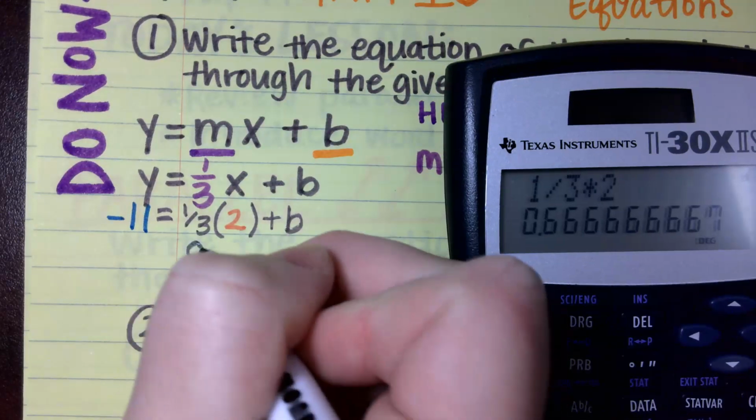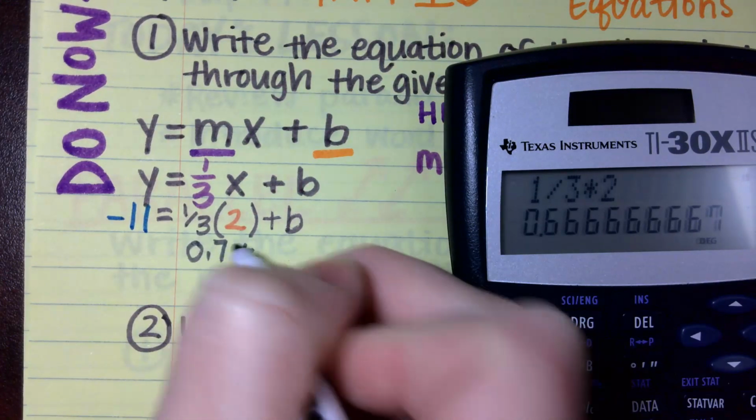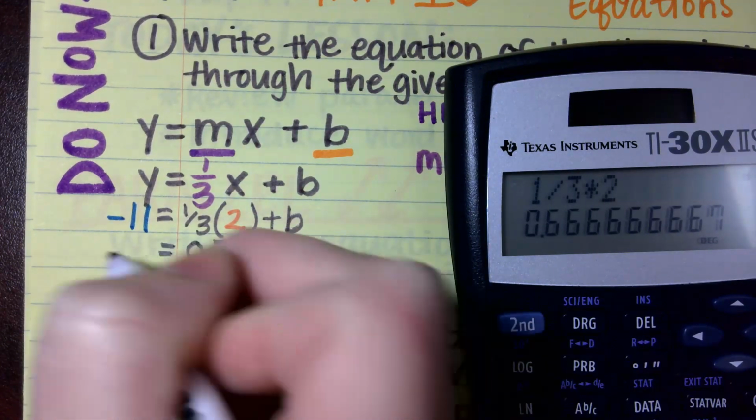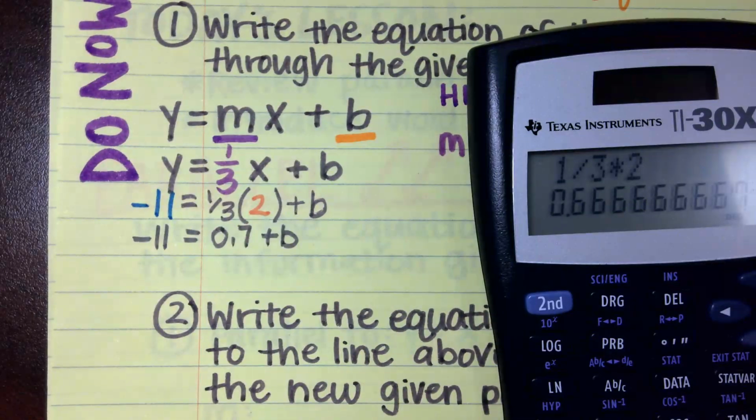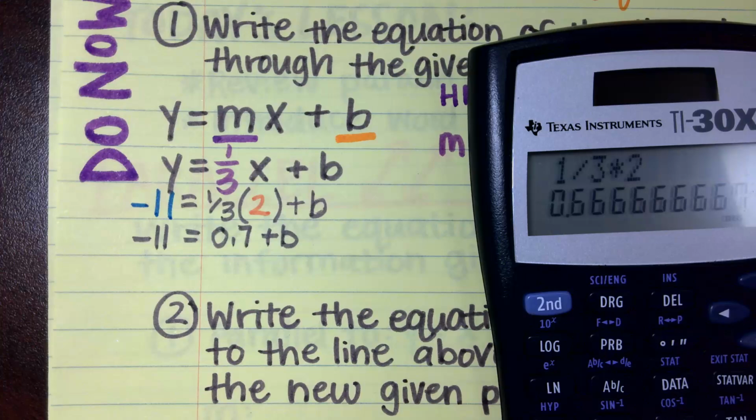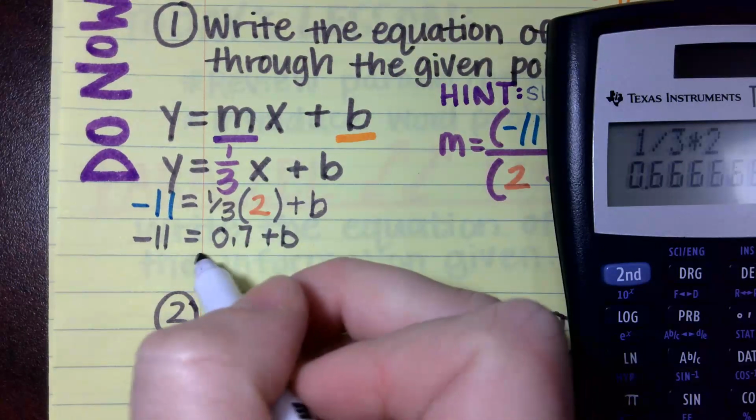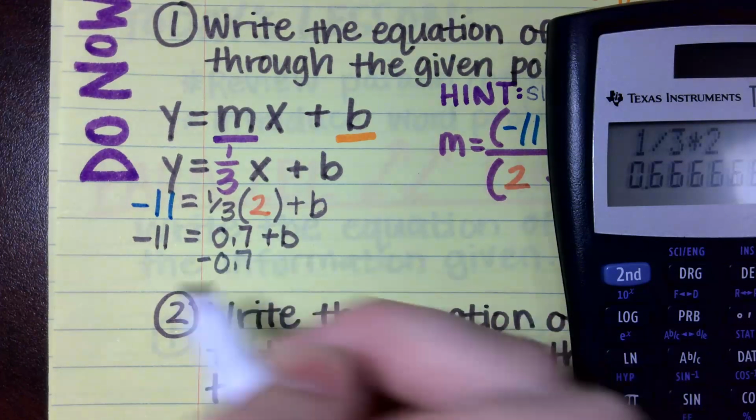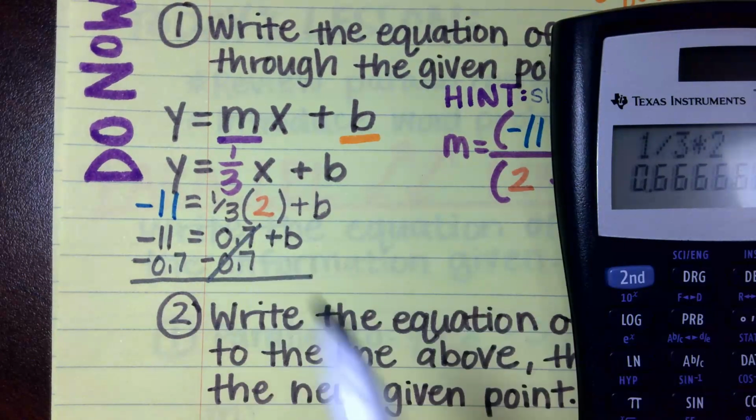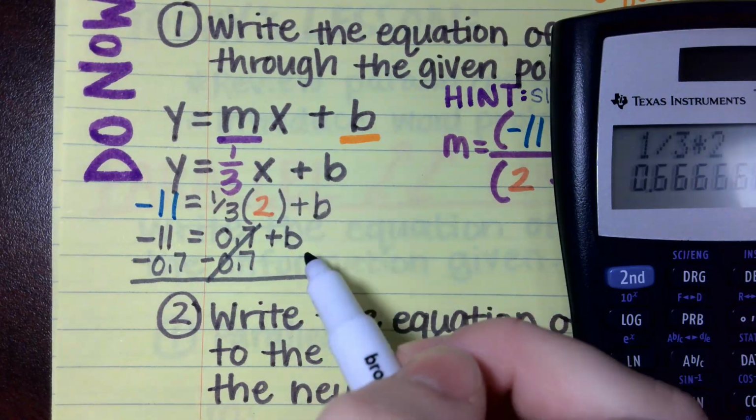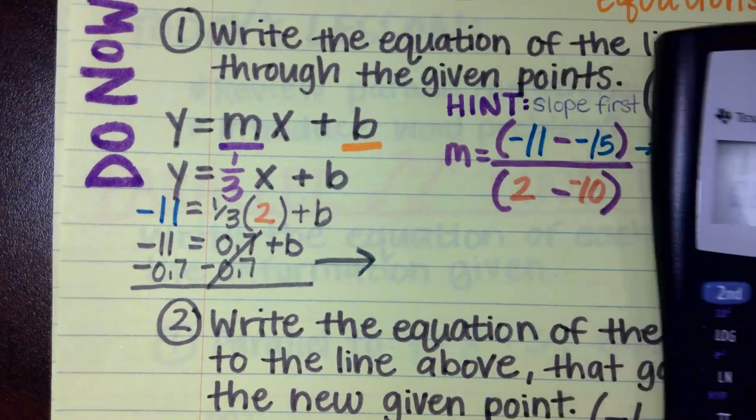Got 0.7 plus b equals -11. All right, now what do I do? Subtract 0.7. Yeah, let's subtract 0.7. We want to get b by itself. Minus 0.7. Those are going to cancel. And I ran out of room, so I'm going to write my b over here.